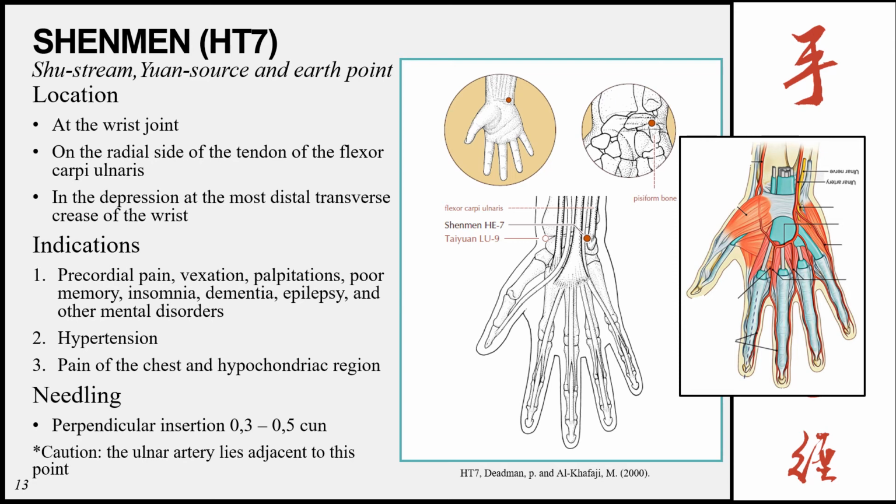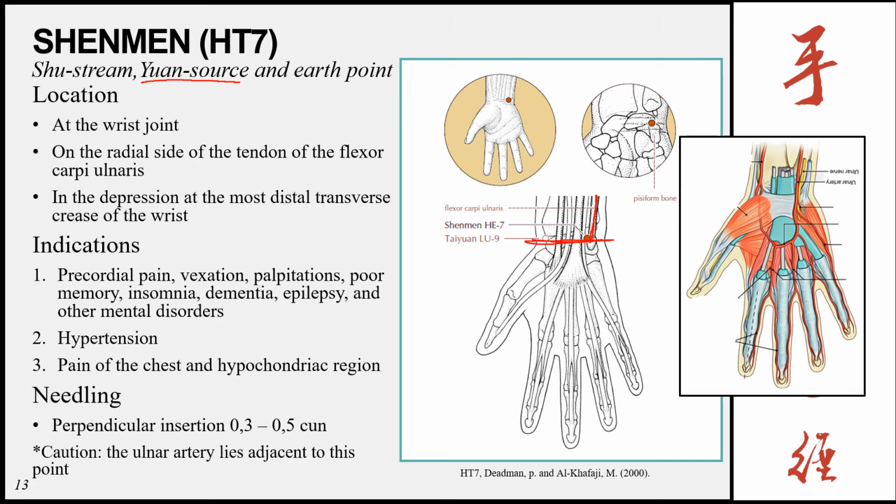So we locate the most distal transverse wrist crease over here, and then we're going to be just on the radial side of this tendon, and that's where Heart 7 is located. Firstly, Heart 7 is a yuan-source point, and remember that yuan-source points can be used to treat conditions affecting their associated organ. So in this case, this point can be used to treat conditions affecting the heart. And even though other points on the meridian, because they're on the heart meridian, can also do this, the yuan-source points are much more potent in this action.